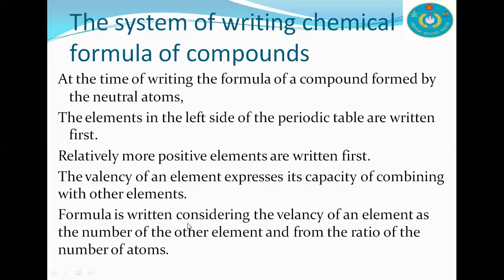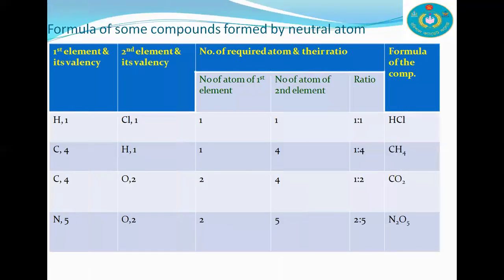The formula of a compound is written considering the valency of the elements, the number of other elements, with the ratio of the number of atoms to valency. If one atom has valency 3 and another atom has valency 1, the first atom combines with 3 of the other element. They exchange their valency and maintain the ratio. Suppose the valency of hydrogen is 1 and chlorine is 1, the ratio is 1:1 in the compound hydrochloric acid.